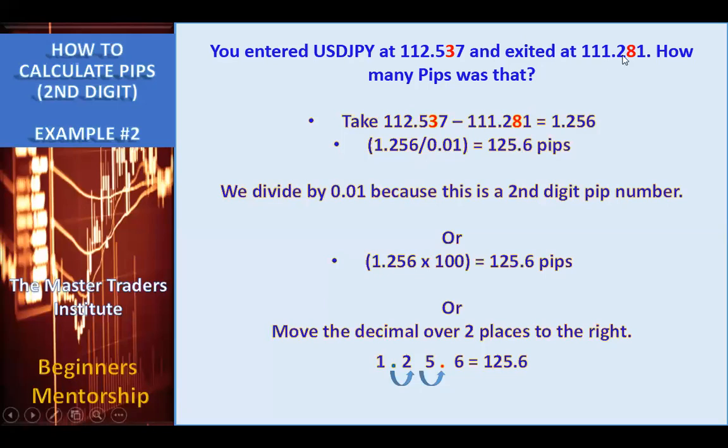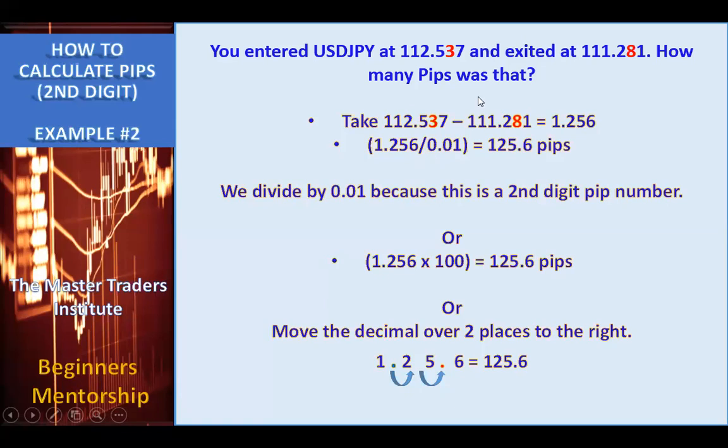112.537 at 111.281. How many pips was that? All you need to do is take your entry like we did in the other one, and deduct your exit from it. You get 1.256. But this is not the pips you had. You now need to divide this by 0.01. Now, on the other one, we did 0.0001 because it was the fourth digit number. Here we are doing 0.01. And then you get 125.6 pips.